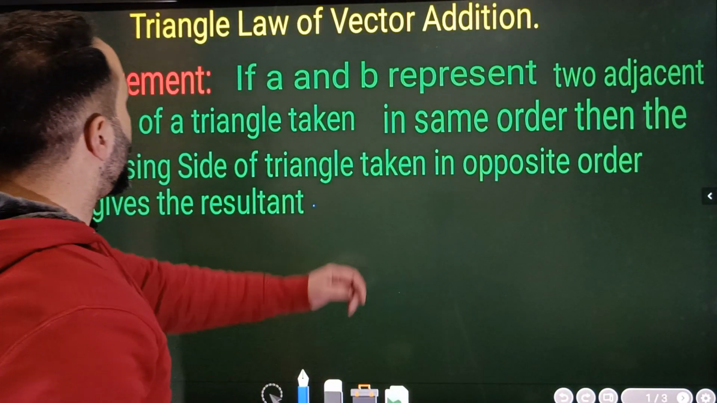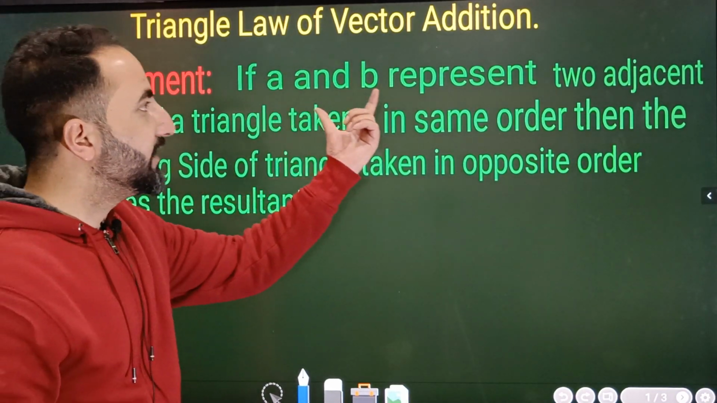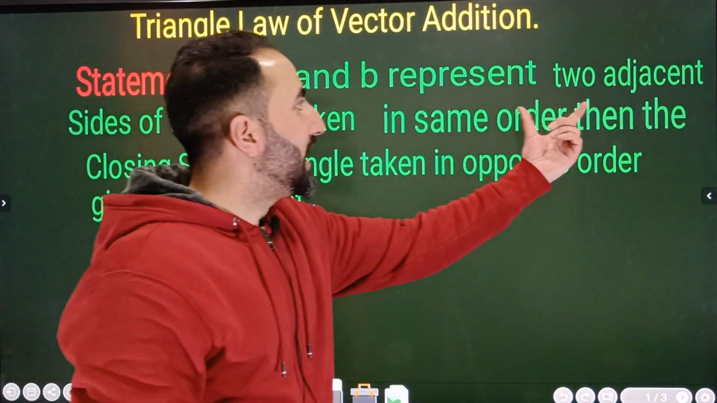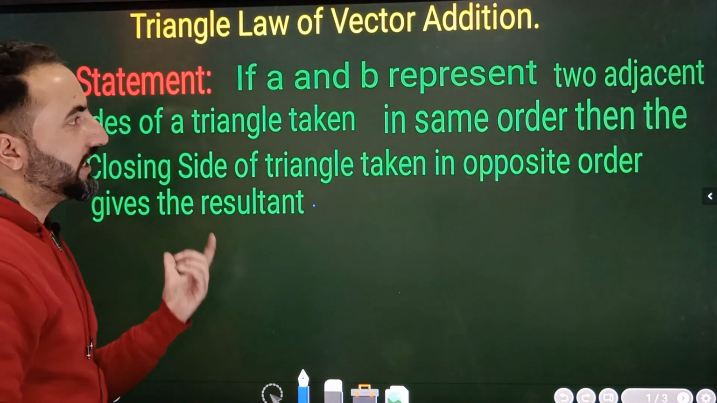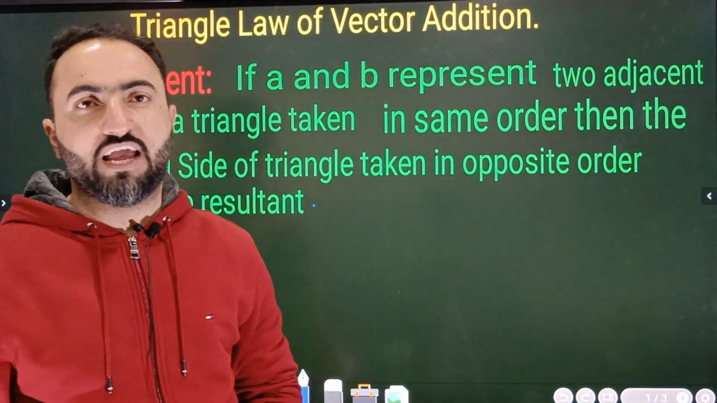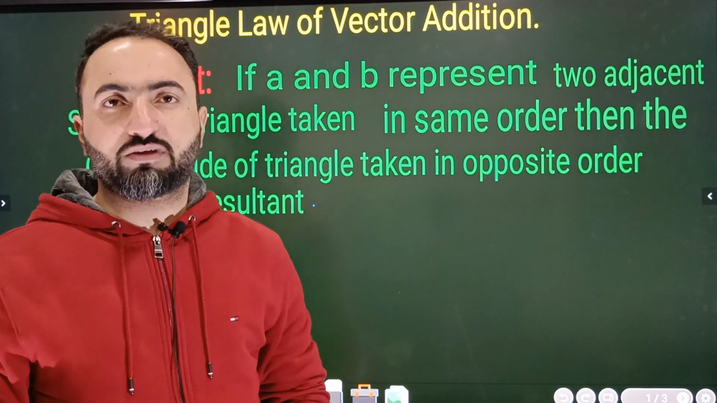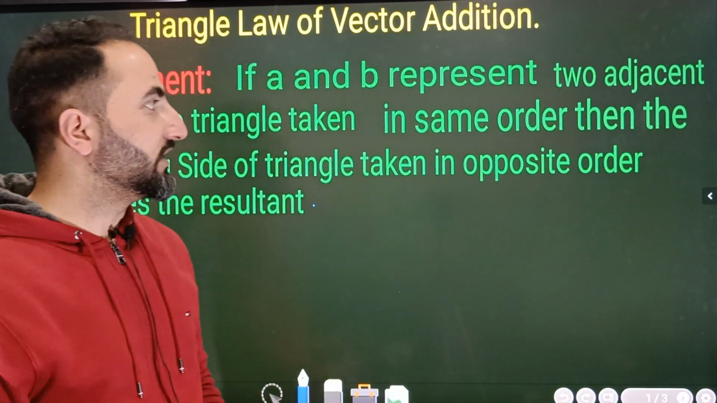Statement देख लो बेटा. So how many vectors must be there? There must be two vectors. कौन-कौन सा vector है बेटा? A vector and B vector. They must represent two adjacent sides of a triangle. Okay, so that condition is satisfied. Taken in the same order. Now what do we mean by same order? Same order means that the tail of the second must coincide with the head of the first. That's called same order.